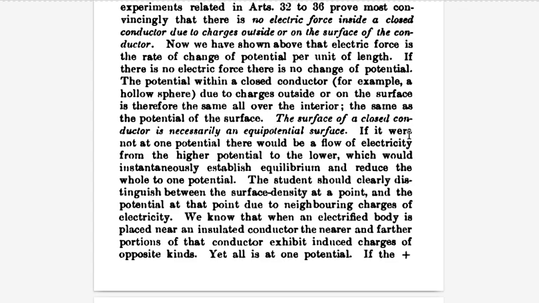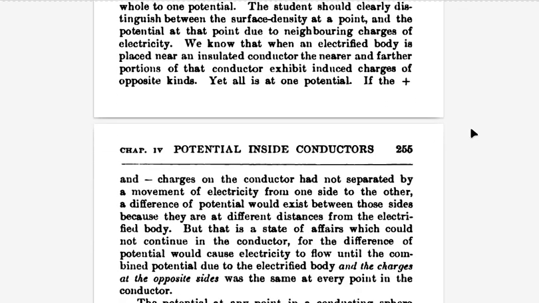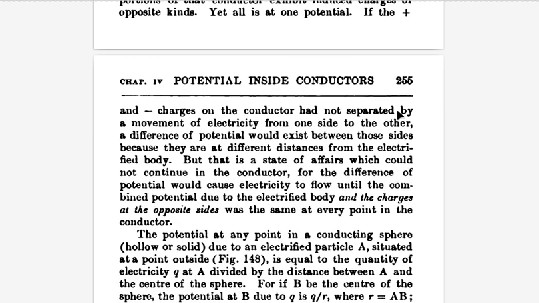The surface of a closed conductor is necessarily an equipotential surface. If it were not at one potential, there would be a flow of electricity from the higher potential to the lower, which would instantaneously establish equilibrium and reduce the whole to one potential. The student should clearly distinguish between the surface density at a point and the potential at that point due to neighboring charges of electricity. We know that when an electrified body is placed near an insulated conductor, the nearer and farther portions of that conductor exhibit induced charges of opposite kinds. Yet all is at one potential.